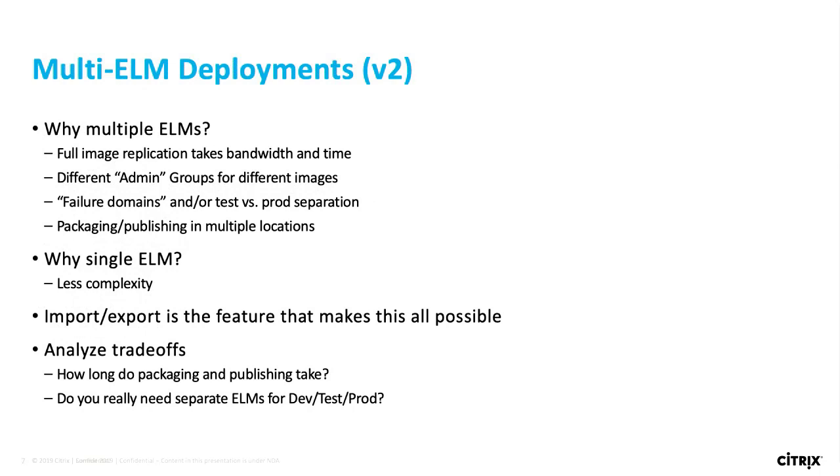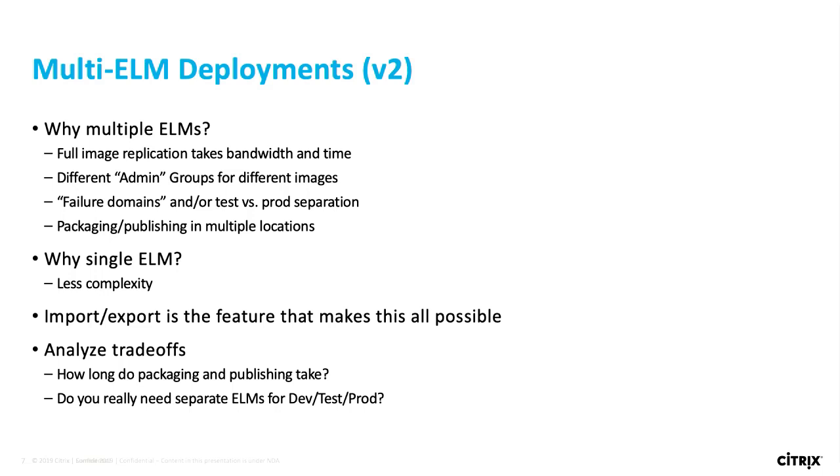Now, another topic that we talked about last time but know a lot more on now, multi-ELM deployments. So why would you do this? Well, the primary reason that we see as being a good reason is depending on where you're packaging and publishing. If you need to package and publish to multiple locations, it's generally good to have a multi-ELM architecture because you can do those operations locally.